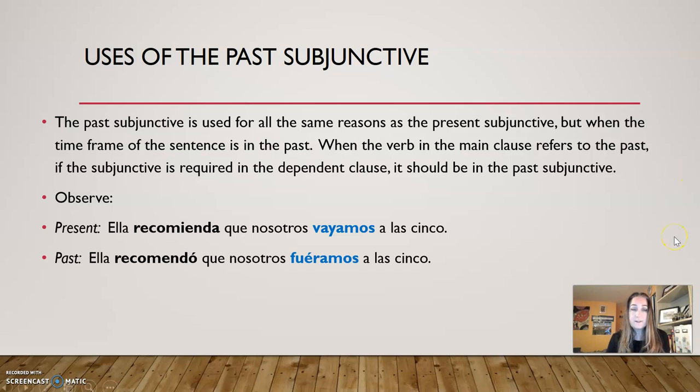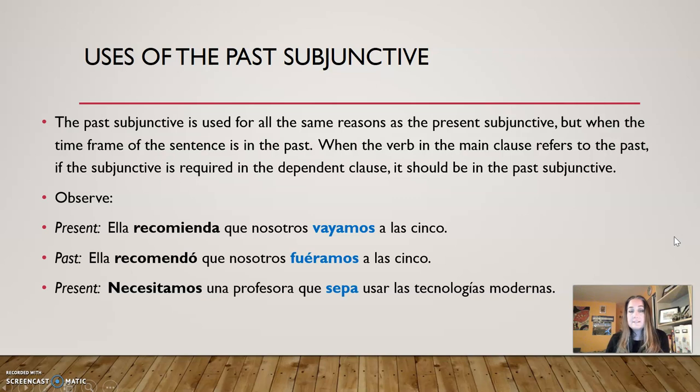Let's take another look at another example. Necesitamos una profesora que sepa usar las tecnologías modernas. Here we need the subjunctive in the second clause because we are describing something that is indefinite or unknown and possibly non-existent. We need a teacher who knows how to use modern technologies. We don't know which teacher that is or whether she exists, so we use subjunctive in the second clause. Because the first clause is in the present tense, we use the present subjunctive in the second clause.